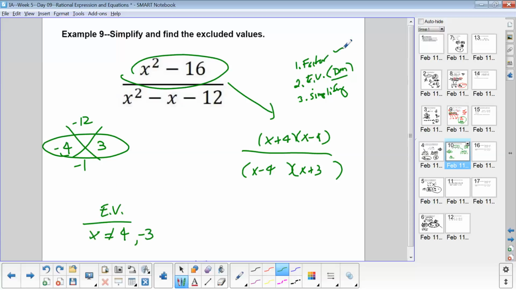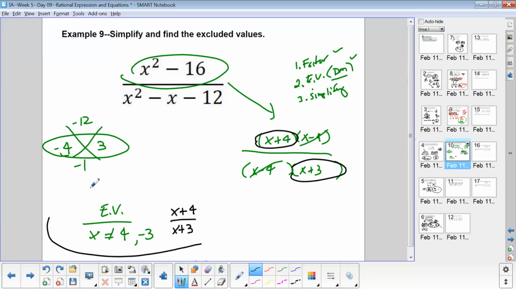And then you're back to, well, I factored, I did my excluded values, now I'm looking to simplify. Anything that will divide out, yes, the x minus 4s will divide out. So what are you left with? Well, you're left with x plus 4 divided by x plus 3. And that, along with the excluded values, would be your simplified form. So you're seeing there's a lot of factoring that's coming back. We're really not dumping that knowledge and setting that aside. We're continuing to use that to help us simplify rational expressions.